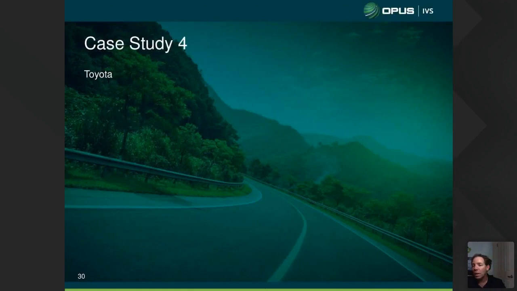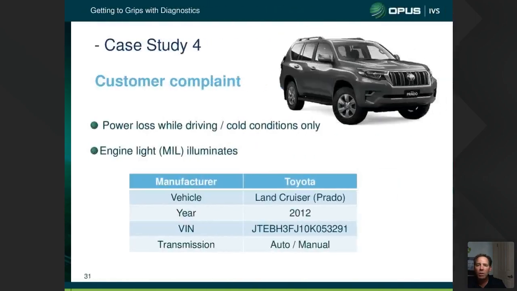All right, last case study, number 4, Toyota. So we'll pick another Australian vehicle, which is pretty good. Just make sure I don't click the wrong buttons here. All right, case study on a Toyota.